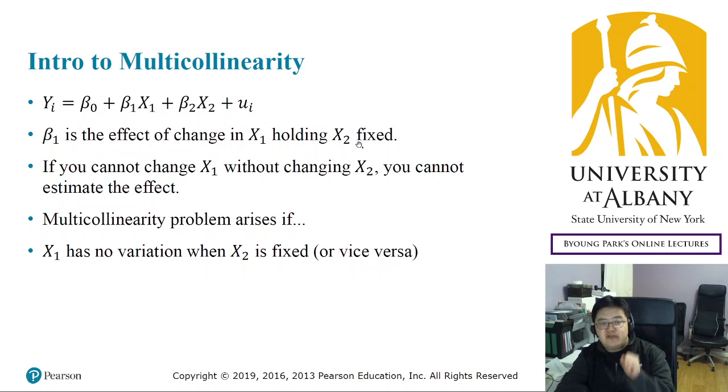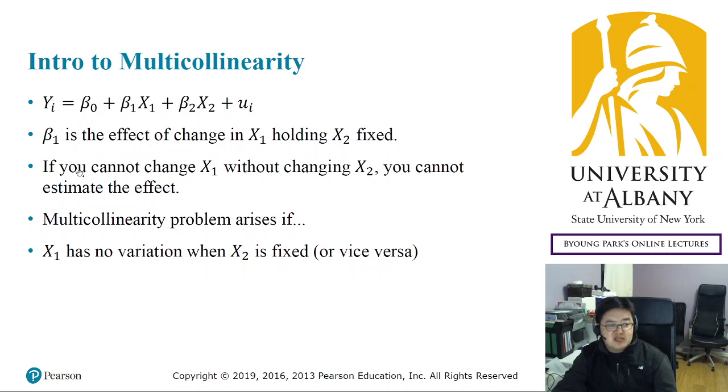So you have to fix x2 and change x1. That's the minimum requirement to estimate beta 1, right? You should be able to hold x2 fixed and change x1. So in other words, if you cannot change x1 without changing x2, so whenever you change x1, say x2 should change, x2 cannot be constant, then you cannot estimate beta 1. It is very straightforward, a very intuitive argument.